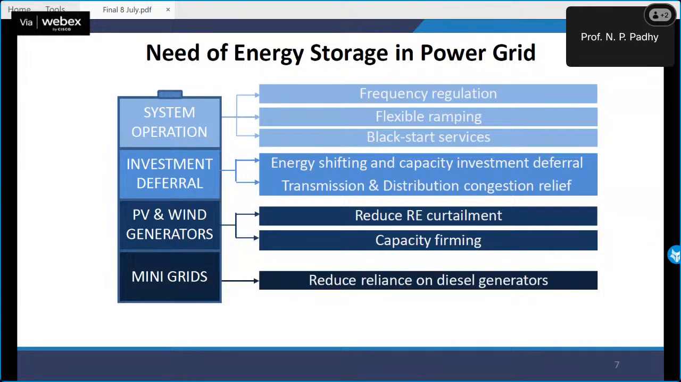Then we talk about flexible ramping. As I told you, an immediate increase in energy injection, that means the load increases suddenly. So who will match that? Only the battery can match it, or a diesel generator can match it, or a gas generator can match it, but not hydropower. A hydropower plant also can match it to some extent, but not thermal or nuclear. So flexible ramping, and certainly black start services, we use battery as a reference.